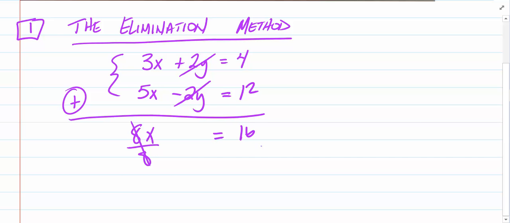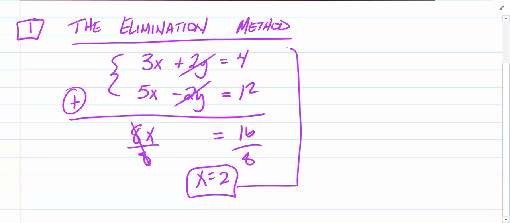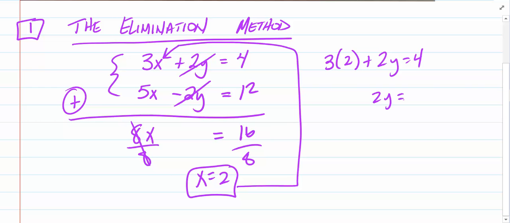So I'm going to divide by 8 on both sides. Looks like I'm getting x as a value of, everybody? 2. Very good. Thank you. So now if x is 2, I'm going to substitute it right back in for any x value that I had. So 3 times 2 plus 2y has to be 4. So 2y has to be 4 take away 6. What would that be? Negative 2, so y has to be negative 1. So therefore, my solution would have to be (2, negative 1).